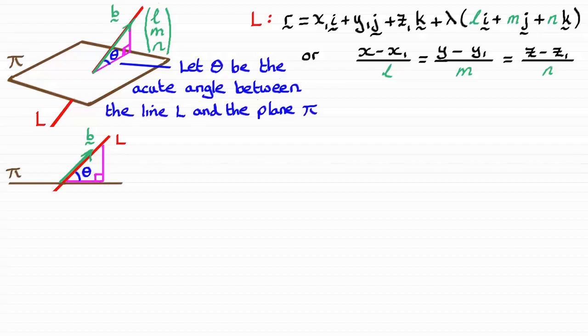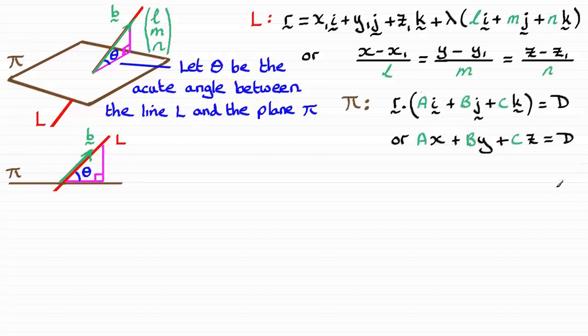Now, when it comes to the plane pi, the equation of the plane pi can be given in various forms. For instance, the scalar product or dot product form, or the Cartesian form. And you should be familiar with these forms. If not, again, check out the tutorials on this in the description. Now, you'll notice in green I've written A, B and C because these represent the components of a vector, let's say n, which is normal to the plane.